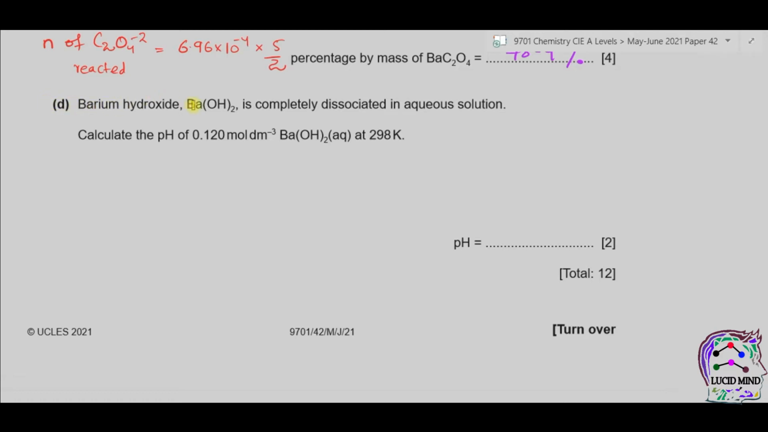Part D, barium hydroxide, Ba(OH)2, is completely dissociated in aqueous solution. Calculate the pH of 0.120 mole per decimeter cube barium hydroxide at 298 Kelvin. Now we can write the equation for dissociation of barium hydroxide. Ba(OH)2 dissociates into Ba2+ and 2OH-.